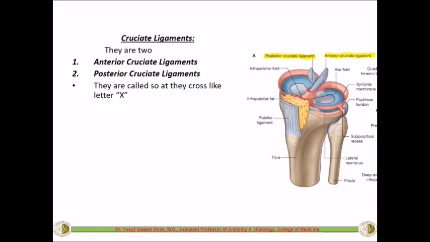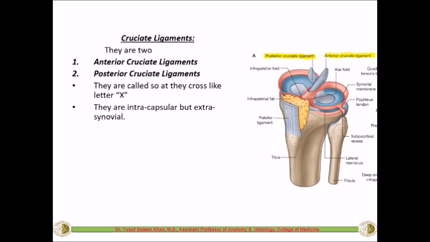They are called cruciate because they cross. If you see here, this is the anterior cruciate ligament crossing and going behind. The posterior cruciate ligament from behind is coming forward, so they cross each other. So that's why they are called crossing ligaments or cruciate ligaments.